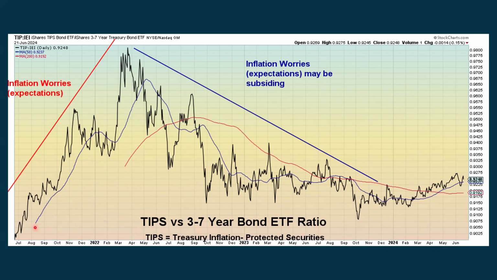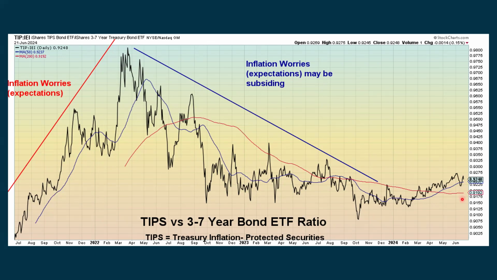And when they are concerned, that means the TIPS are outperforming 3 to 7 year bonds. When this is going down, that means the 3 to 7 year bonds are outperforming. Well, we've been seeing this going back up as inflation was becoming more of an issue, enough to generate a golden cross here with this ratio. What we want to see is this continue to go down.